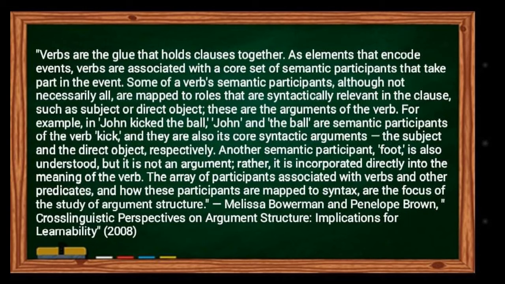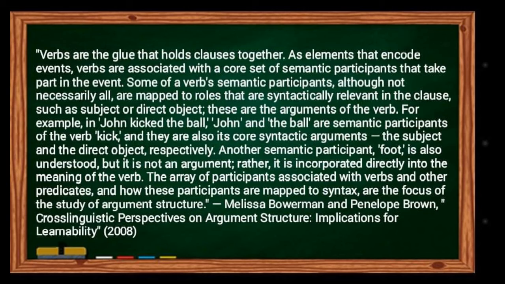Verbs are the glue that holds clauses together. As elements that encode events, verbs are associated with a core set of semantic participants that take part in the event. Some of a verb's semantic participants, although not necessarily all, are mapped to roles that are syntactically relevant in the clause, such as subject or direct object. These are the arguments of the verb.